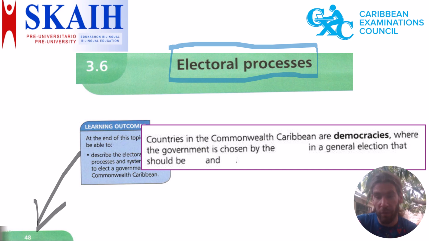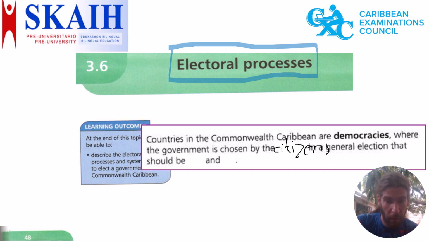Countries in the Commonwealth Caribbean are democracies where the government is chosen by the citizens in a general election that should be free and fair. Free in the sense that you can vote for whomever you want, and fair in the sense that each political party or each person participating should have an equal opportunity to gain a seat in parliament. That's really important.